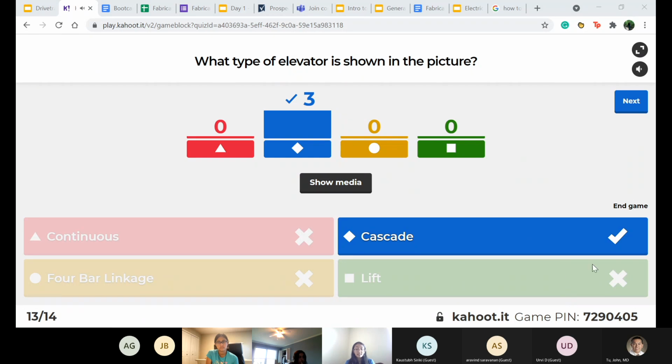This is a cascade elevator, and in a cascade elevator, all sections of the elevator rise together.